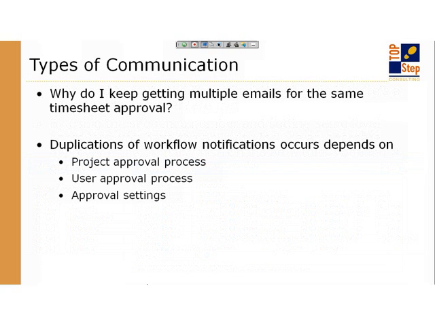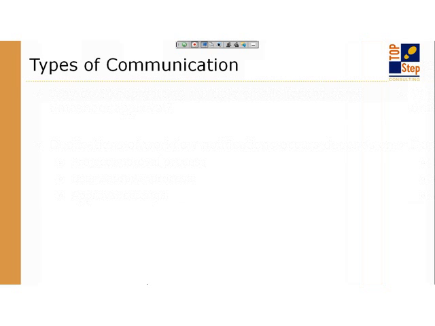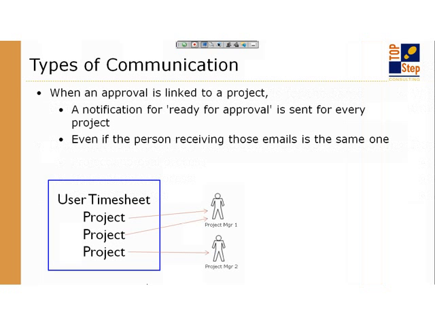And the reason for that is the approval process configuration is controlled in 3 ways. What approval process do you have defined at the project level? What approval process you have defined at the user level? And then what are your approval settings in general? So let's talk about, here's the timesheet. John Doe has put in 3 projects. They're managed across 2 different managers.